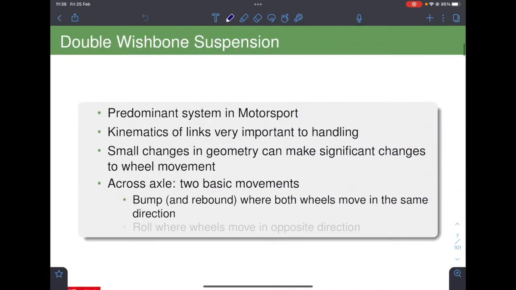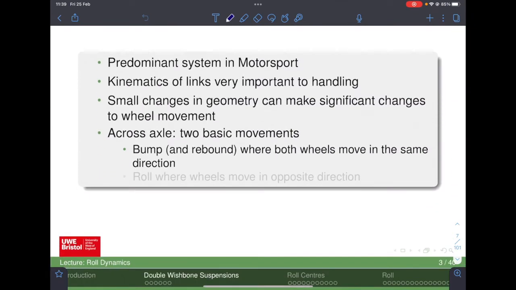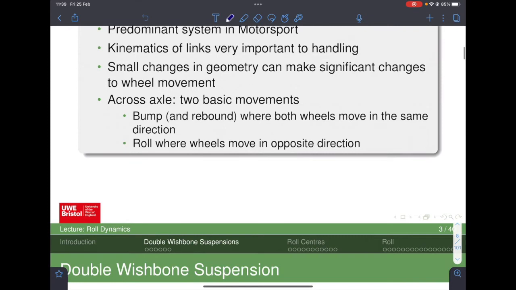Across the axle there are two basic movements: bump and rebound. That's the up and down, when both wheels move in the same direction at the same time. That's like body bounce and heave, when the whole vehicle pushes down on both sides or lifts up on both sides. The other type of movement is roll, where the wheels move in opposite directions. As the body moves, one side will extend and the other side will compress.